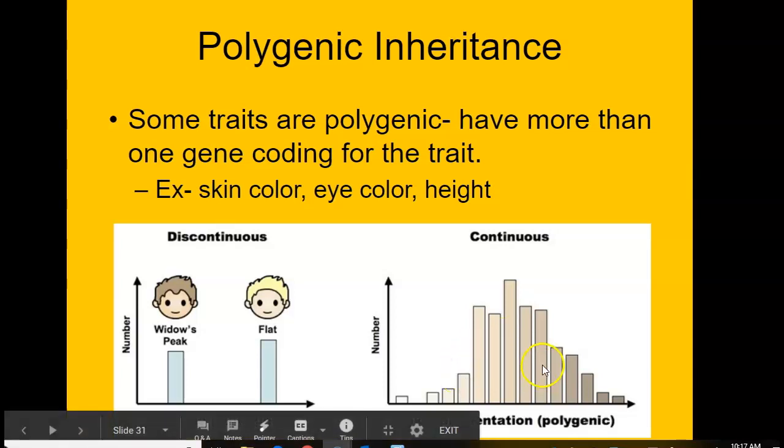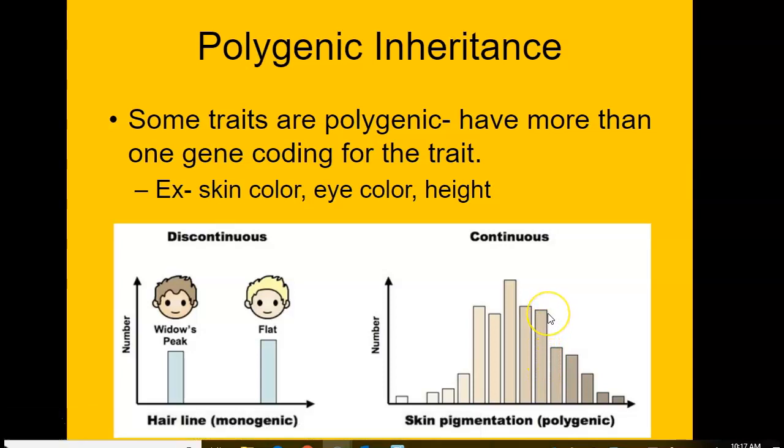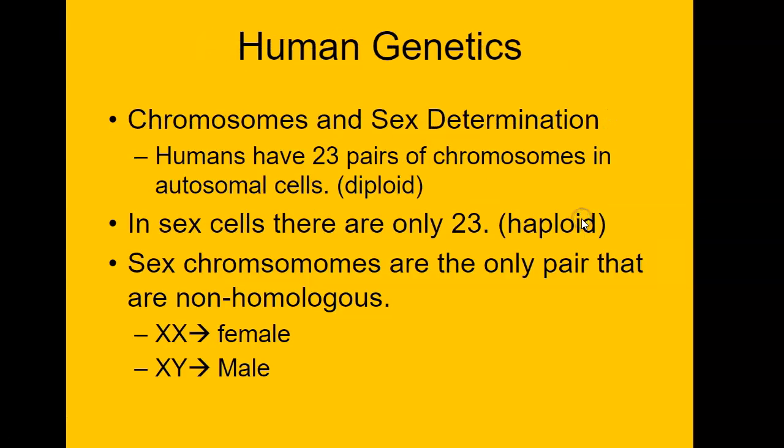So this is just an example. Just make sure you're familiar with the idea that polygenic means that more than one gene codes for it, and there's going to be a varying degree of results, like height, for example. If I lined up everybody in class, it's not like there's going to be two groups, tall and short. There's going to be a very wide range of height. So that's polygenic inheritance.